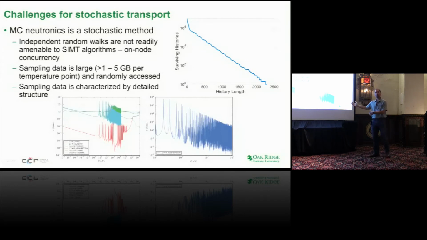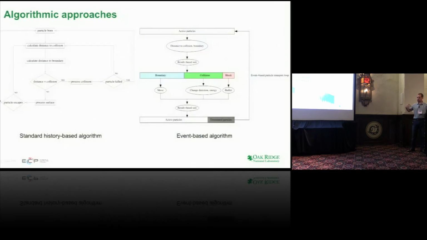By definition, you're also randomly accessing all this data. You're not actually accessing it in a way that you can deterministically set up. And so we've got all this structure, and that really creates a nightmare in trying to vectorize, if you will, both the operational flow of your algorithm and then manage the memory access patterns.